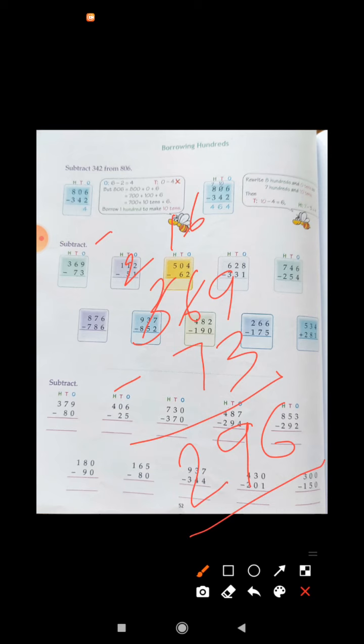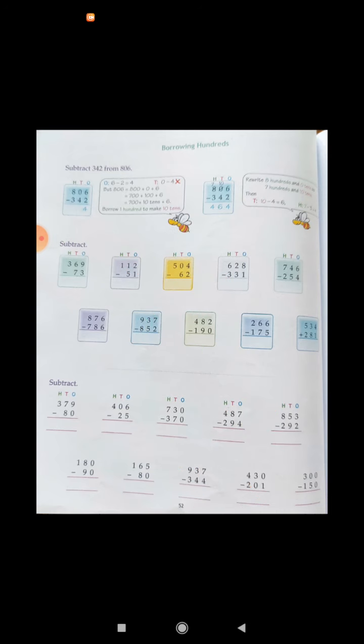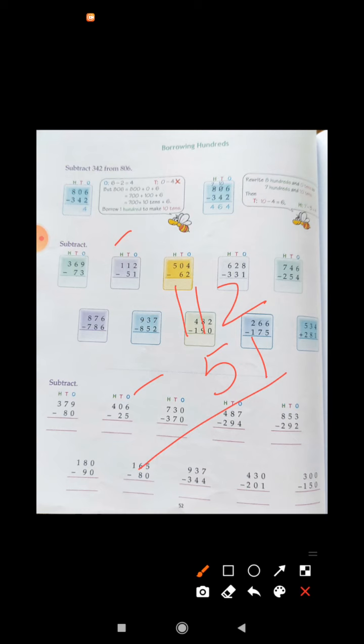The answer is 296. Now next question. The question is 102 minus 51. 2 minus 1 is 1 and 11 minus 5 is 6. The answer is 61.